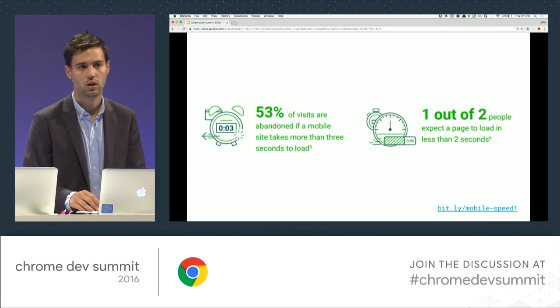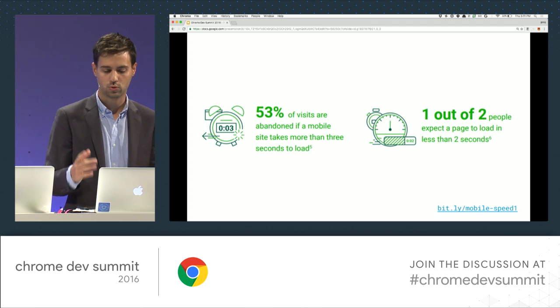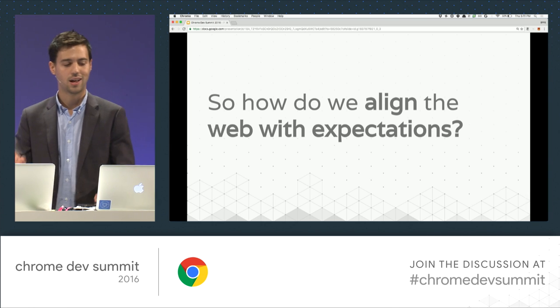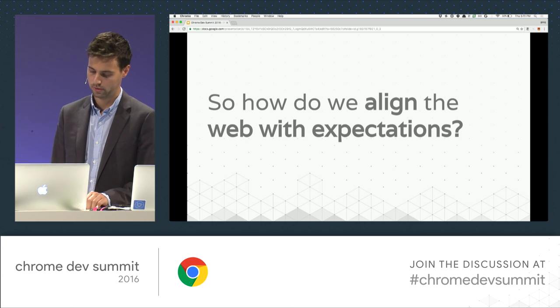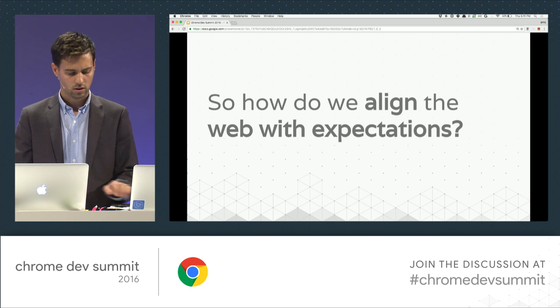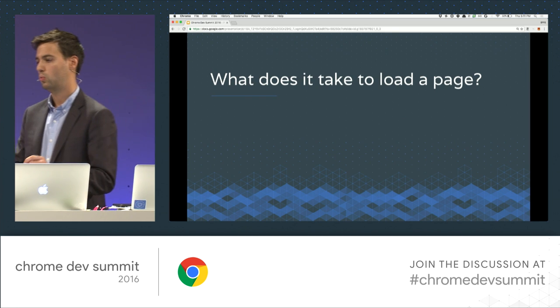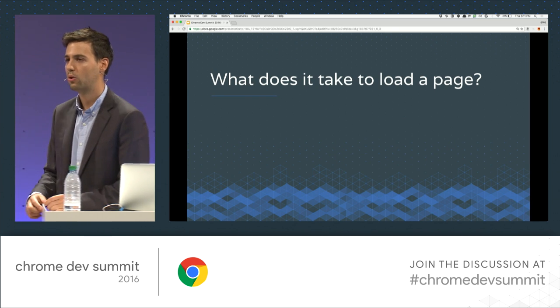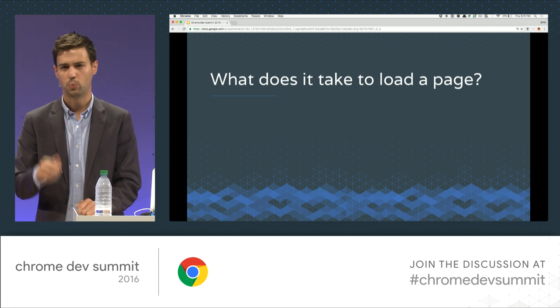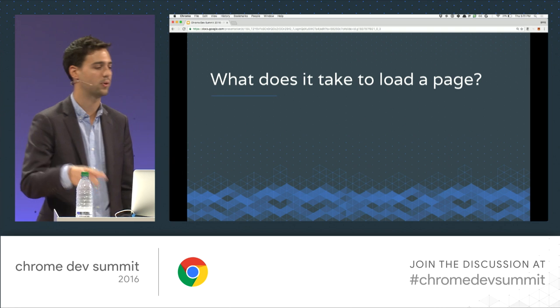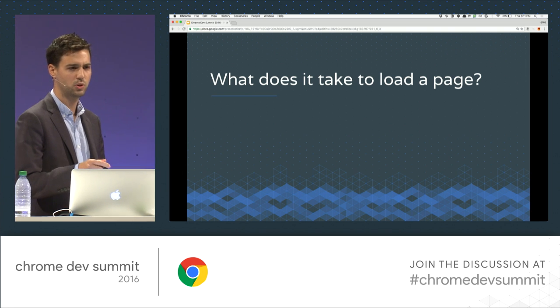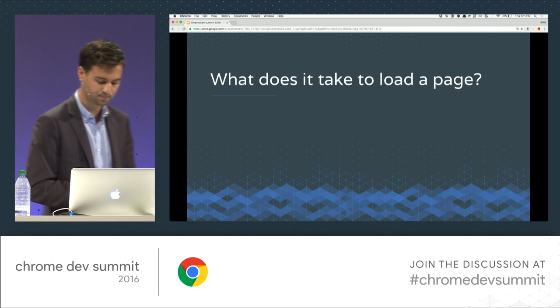OK, we have 19-second load times. We are shipping experiences that don't match what users want. So how do we align the web that we're building today with what users want? To do that, I think it's important that we take a look at what it takes to load a web page, from when you issue the request to when that page loads in your browser and when you can interact with it. What exactly happens between when you hit go and it shows up?